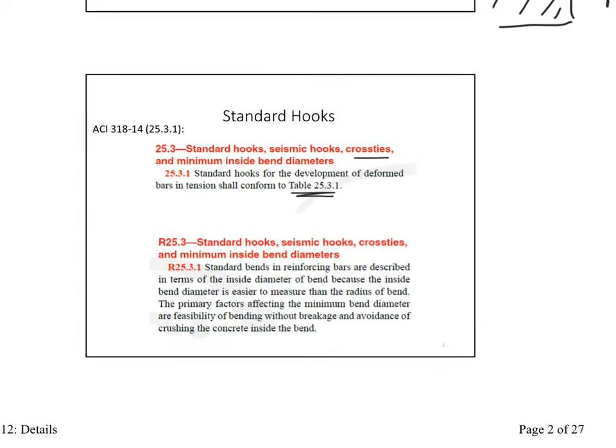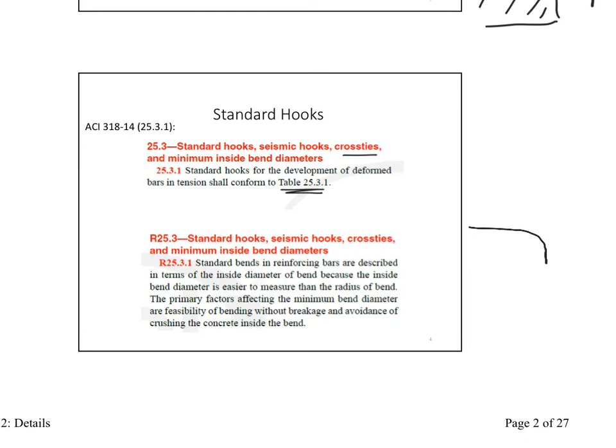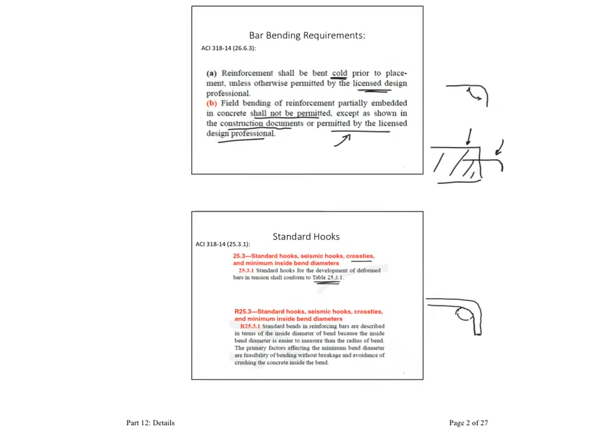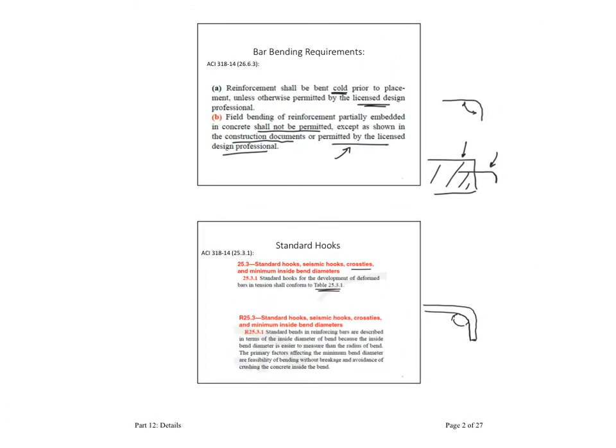So when we're looking at bending such a bar, here's our bar. We look at the diameter of the inside bend, not the outside. Why? Because it's very easy to measure this. This is what you bend around. You place an object and you bend around it. Okay, now let's look at this table, table 25.3.1.